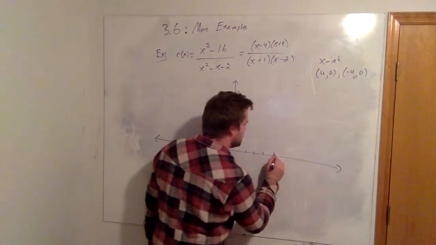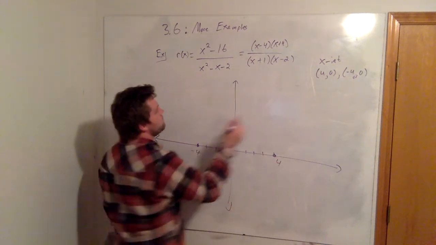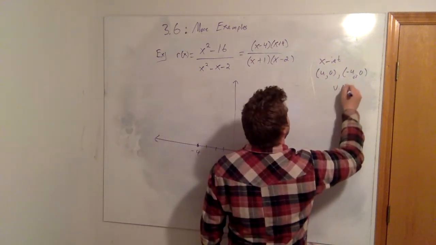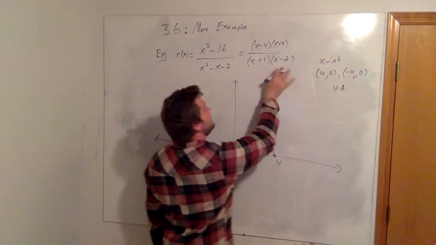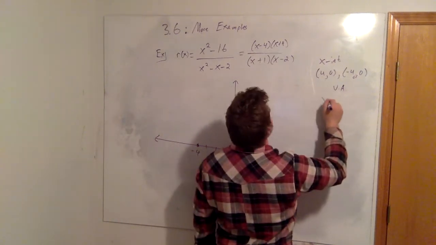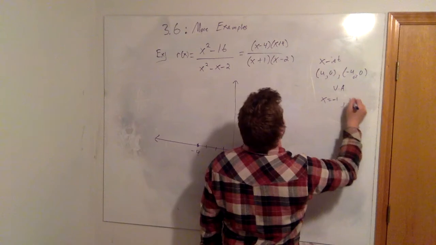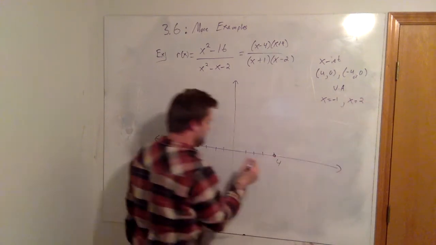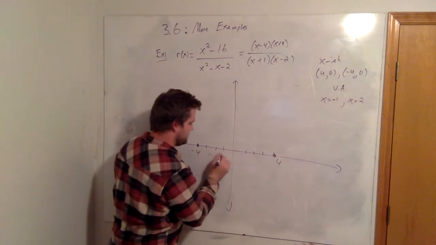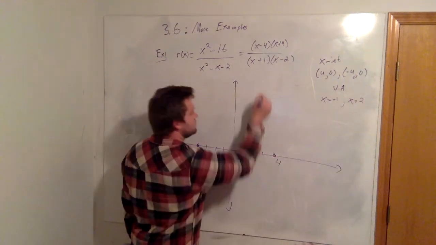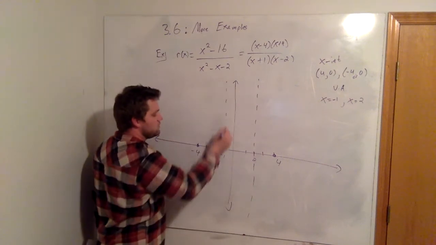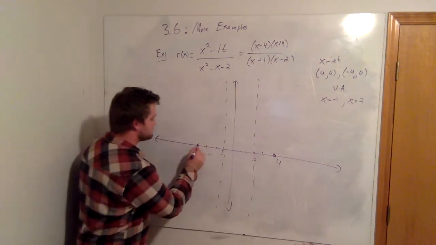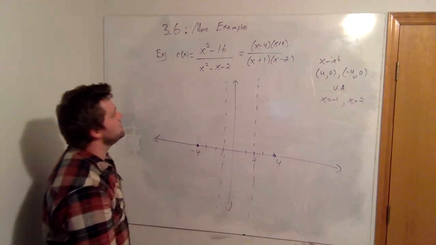Beautiful. Okay. The vertical asymptotes, those happen when my function is undefined. That's when I'm dividing by 0. My vertical asymptotes will happen at x equals negative 1 and x equals 2. So here's negative 1 and here's 2. So we'll draw our vertical asymptotes.